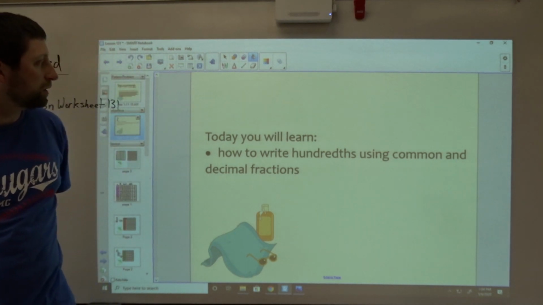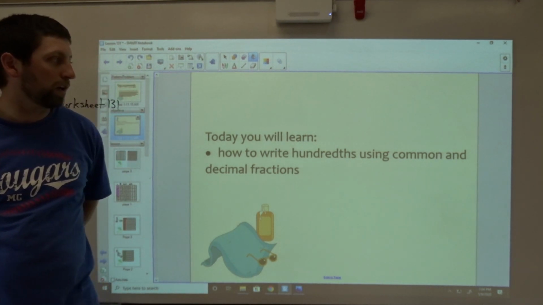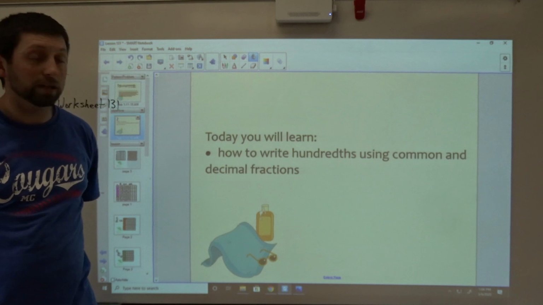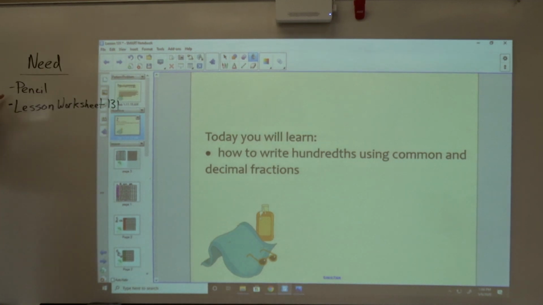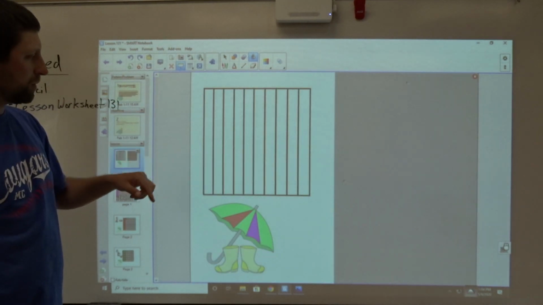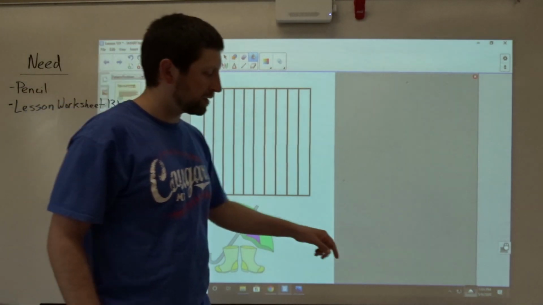Hi third graders, in today's lesson we will be learning how to write hundredths using common and decimal fractions. Before we get started, why don't you grab lesson worksheet 131 and a pencil. Okay, we'll get started by reviewing tenths as common decimals and as fractions.